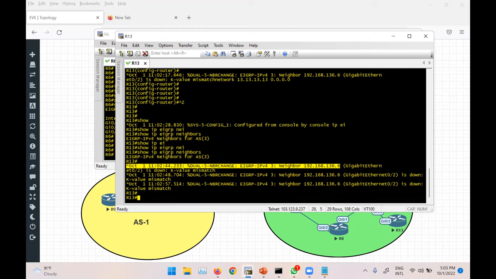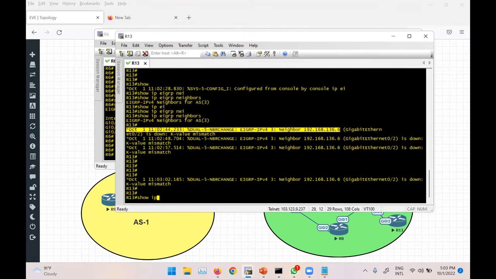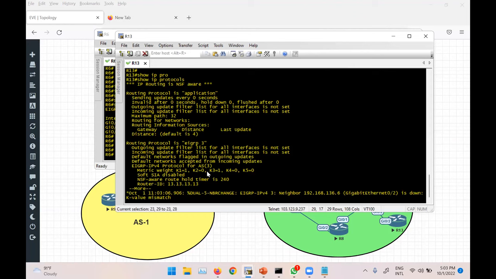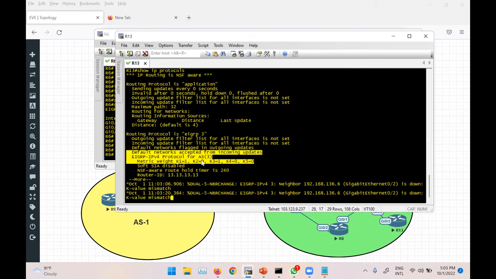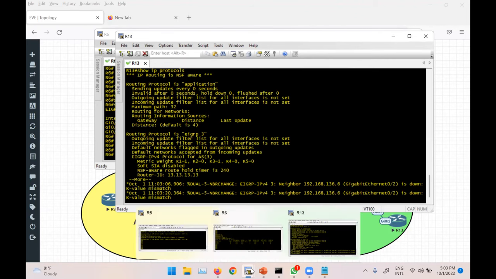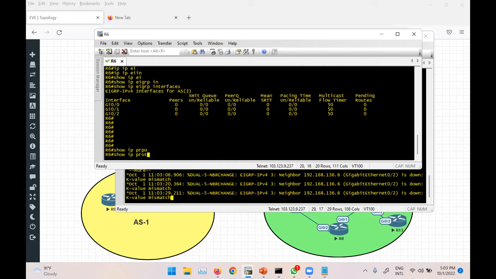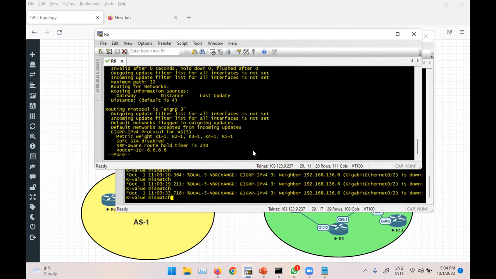So if you check at the interface level, like show IP protocols, first check here. This is the default, 10300 is configured for the K values for EIGRP here in R13. So it's the default: K1 and K3 are on, the others are 0. Now check on the R6 side. Show IP protocols. So now if you check on the R6 side, you will see there is a mismatch with the K values. The metric K values are configured differently.